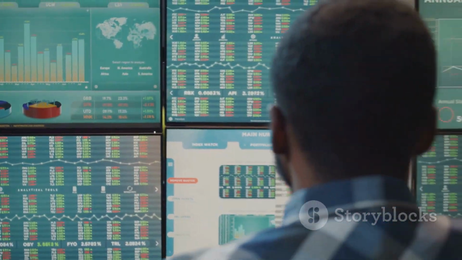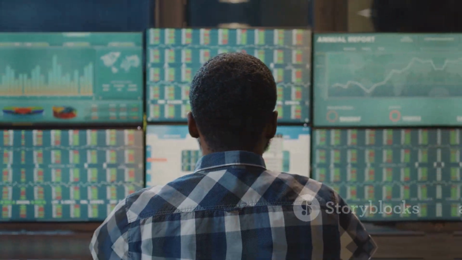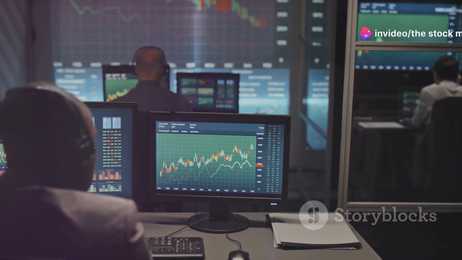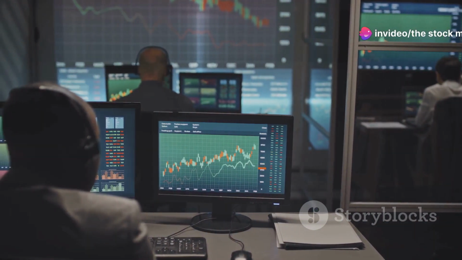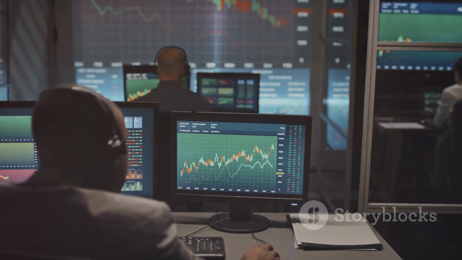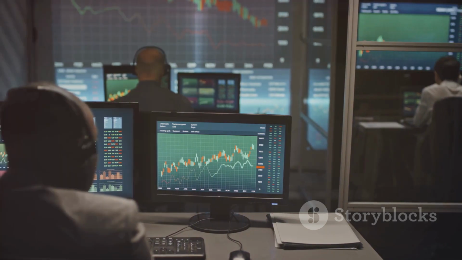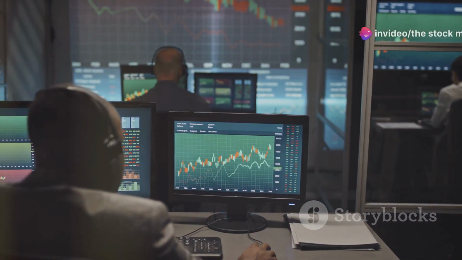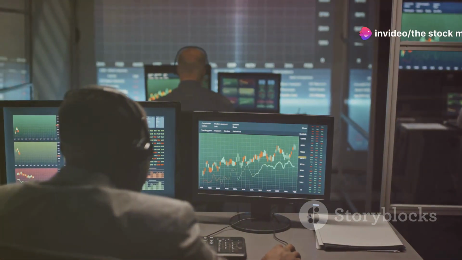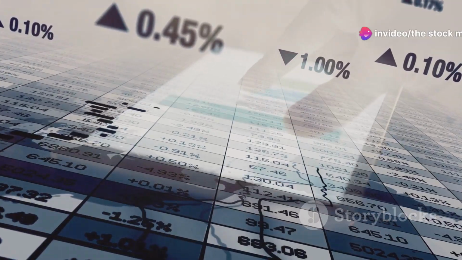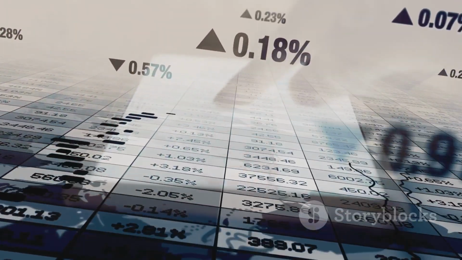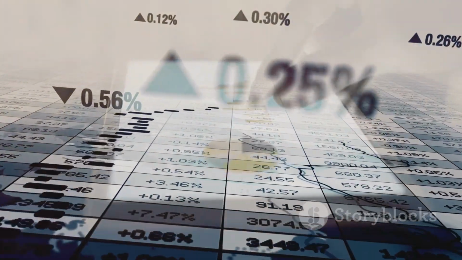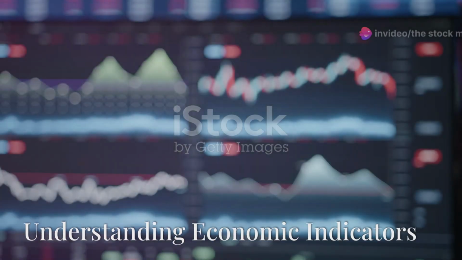However, successful news trading isn't just about reacting to headlines. It requires a deep understanding of the underlying economic landscape. Traders need to analyze past data, consider market sentiment, and gauge the potential impact of upcoming news releases. By developing a holistic view of the market, traders can make more informed decisions and avoid being swayed by short-term market noise. In the next section, we'll explore how to interpret key economic indicators, providing the tools to effectively analyze economic data and anticipate market movements.